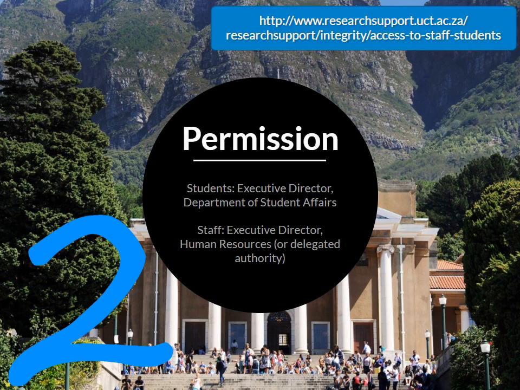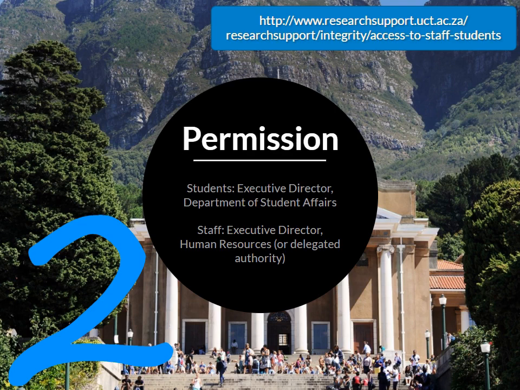If you would like to access students or their data, you will need to contact the Department of Student Affairs to seek their permission. You will need to complete a DSA 100 form and submit your approval letter from your faculty or departmental research ethics committee.